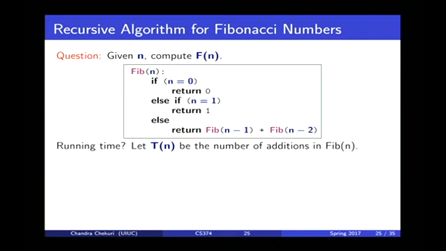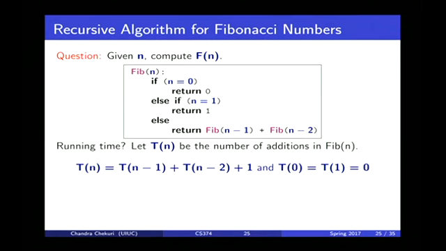We just write a recurrence for the running time. What does the recurrence look like for computing this? If the running time of this algorithm is T of n, then T of n is T of n minus 1 plus T of n minus 2 plus one addition. So how does this recurrence look? It has something to do with Fibonacci numbers. It looks like Fibonacci numbers.